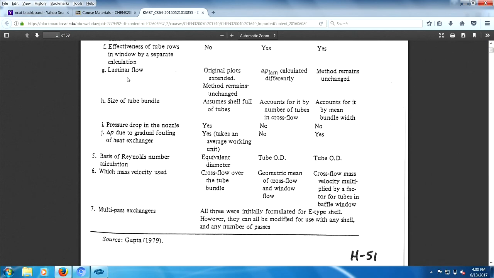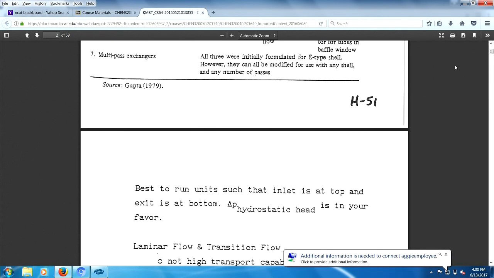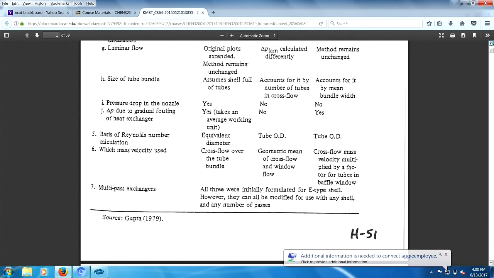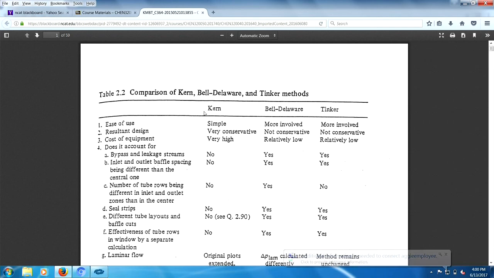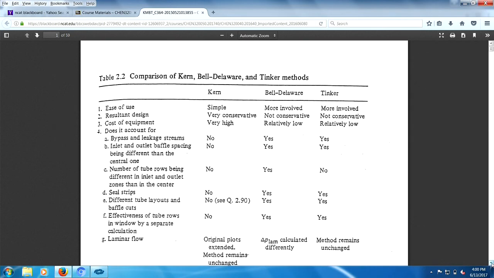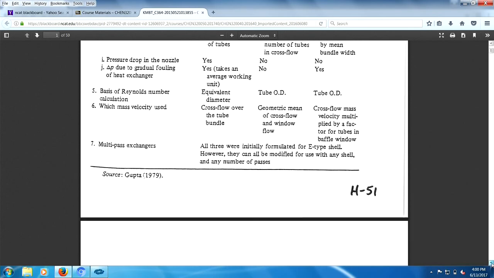Anyway, there's some yeses and nos, whatever. By the way, if you get into computer packages, you won't have a computer package for Kern. That's old stuff. If you run into doing shell and tube heat exchanger designs on a computer, whether you realize it or not, you will probably be doing the Bell-Delaware method. So, I don't know who Tinker is. I'm sure Tinker was a great guy.